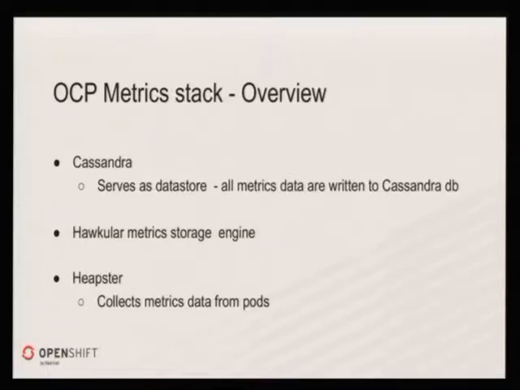So OpenShift metrics, at the time, has three components. Cassandra serves as the data store. So everything that is collected from the OpenShift pods is written in Cassandra. Hawkular is the metric storage engine, and Heapster is the thing which is collecting data from the OpenShift nodes, actually including the pods.